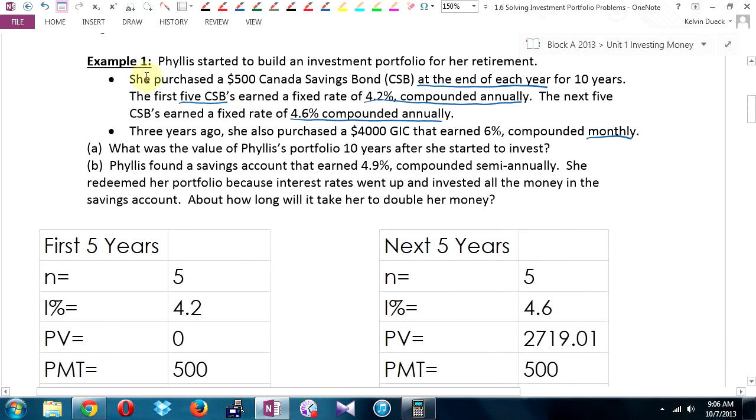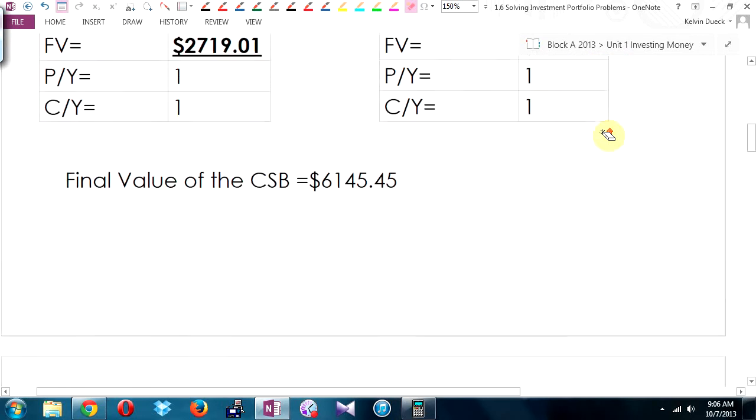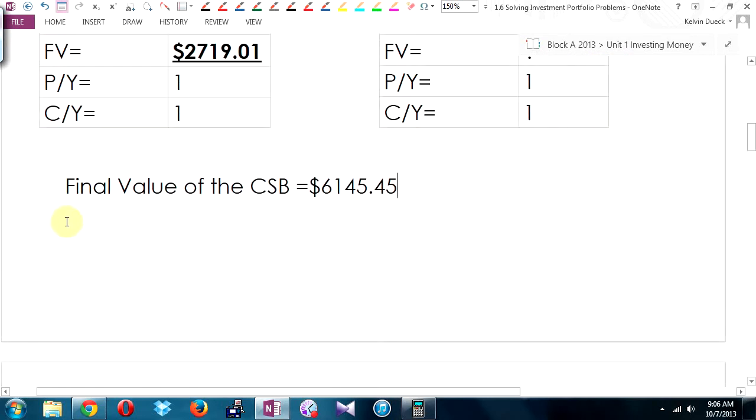So that's where it says she purchased a $500 Canada Savings Bond, but there's a second bullet here as well. It also says that 3 years ago, she purchased a $4,000 GIC that earns 6% compounded monthly. So, I'm going to run out of room here, Mr. Dueck.